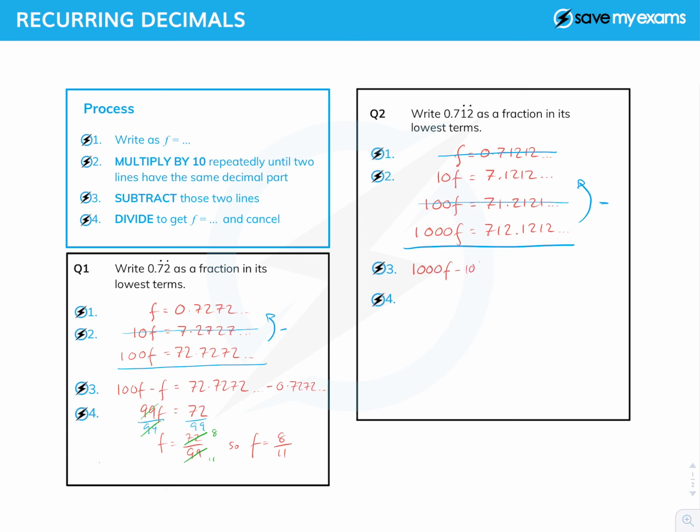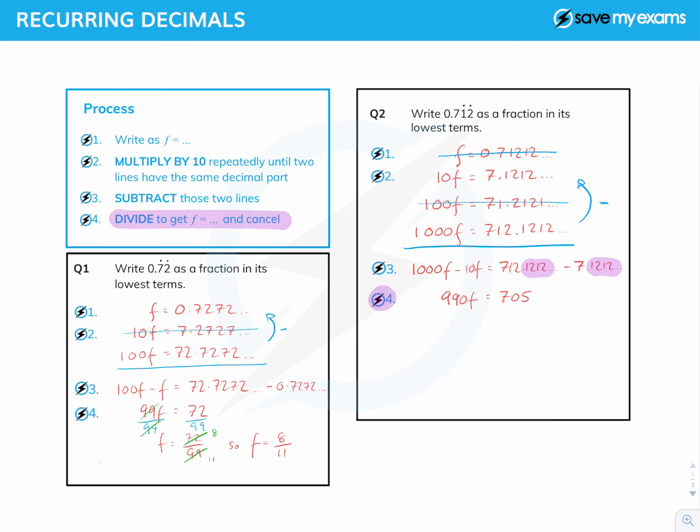So I get 1000f minus 10f on the left. And I've got 712.1212 recurring minus, this time, 7.1212 recurring. Do the actual subtraction and I get 1000 minus 10 is 990f. And on the right-hand side, yes, the decimals cancel each other out when I subtract, but I do have to do a bit more subtraction. I've got 712 minus 7, which is 705.